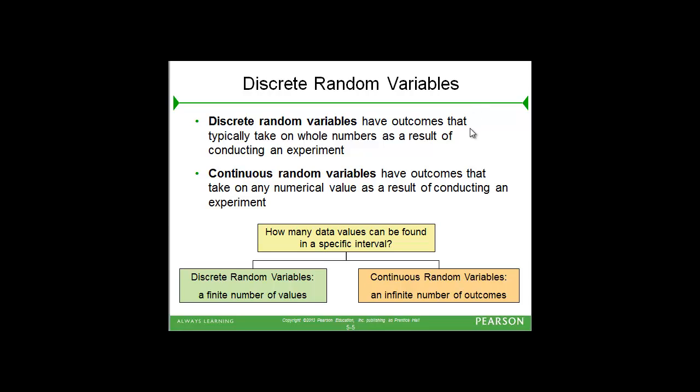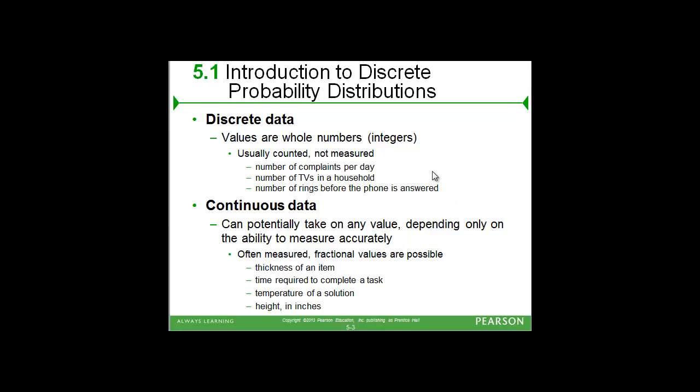Going further, there are 2 kinds of the random variables. One is a discrete random variable, the other is continuous random variables. Discrete random variables assume clearly separated values. Those values are discrete data, right? They are the values from counting, such as the number of the complaints per day, number of the TVs in the household, number of the rings before the phone is answered.